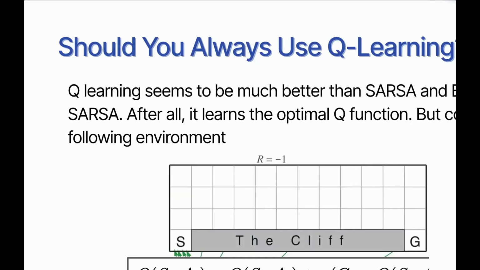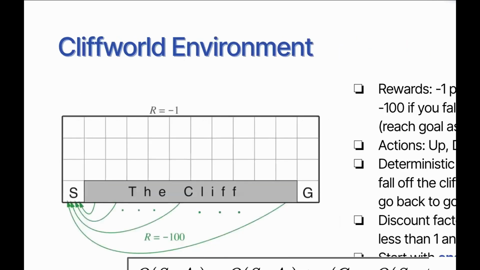This is the final part of the lecture. Should you always use Q learning? Q learning seems to be much better than SARSA and expected SARSA, right? Because it directly learns the optimal Q function, right? But let's consider the following environment. Okay, this is a very famous environment.